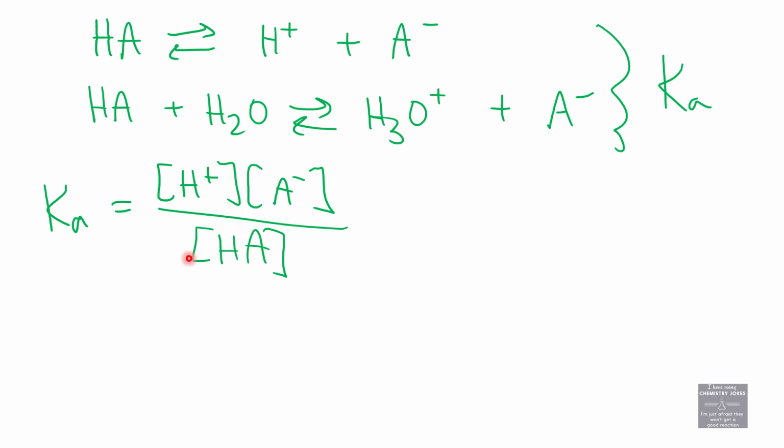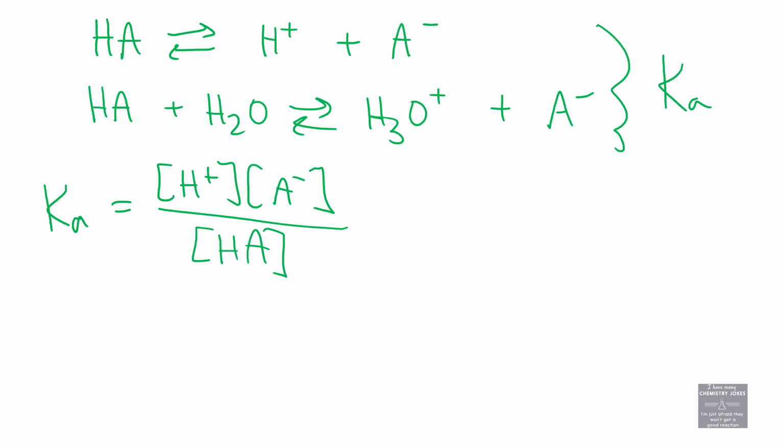Because in a buffer system, we have to know that we've got HA present, weak acid, and A minus present, weak base. Both of the conjugate pair have to be present in appreciable amounts in a buffer system. So when both of these are present, it allows us to do some special fancy shortcut manipulation stuff. Don't we love shortcut manipulation stuff?